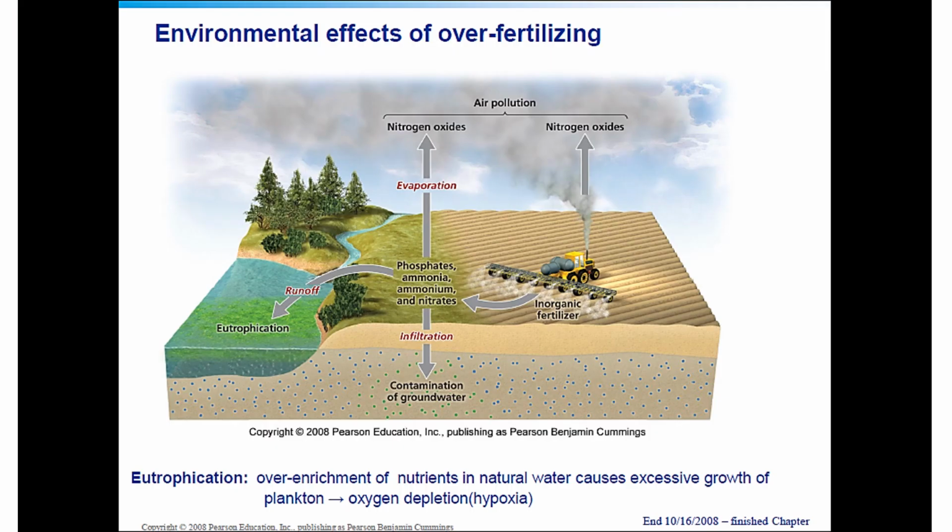Now, we've already discussed the environmental effects of over-fertilizing. So we know that eutrophication is the over-enrichment of nutrients in natural water that causes excessive growth of plankton, and then it leads to oxygen depletion and hypoxia. Alright, so we've already discussed eutrophication and how it leads to the different dead zones that we already have here on Earth. So again, eutrophication.